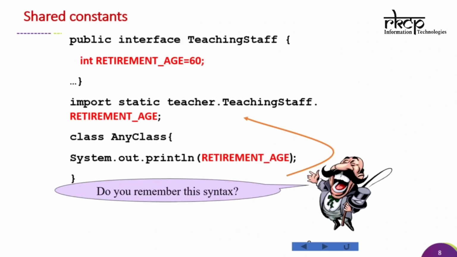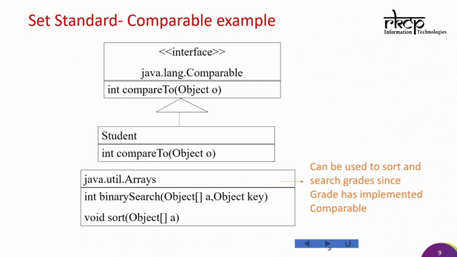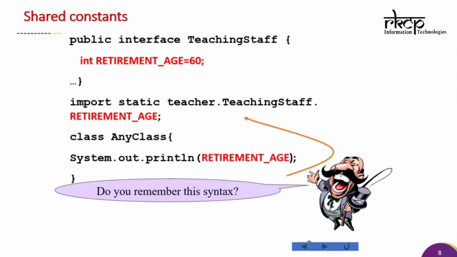Suppose here, I have taken one example. If you write your interface and there you have written some variable, in this example, int retirement age. This variable by default will be public, static and final. Wherever you use that interface, there this variable you can use directly. And this variable will behave as a constant. Like that, if there are other classes which use the same interface, those classes will also get the same variable.